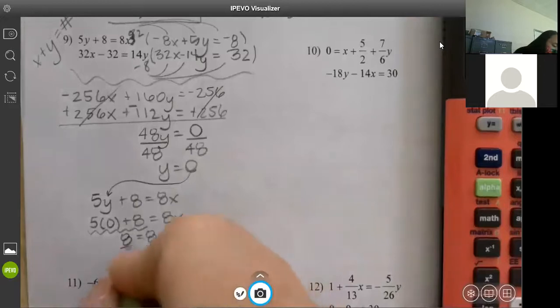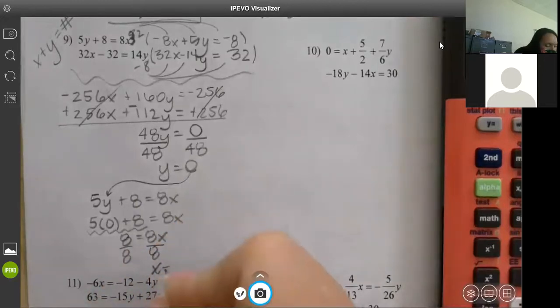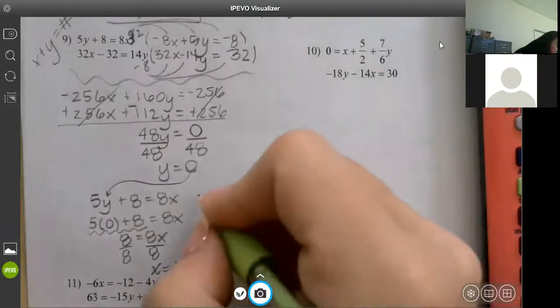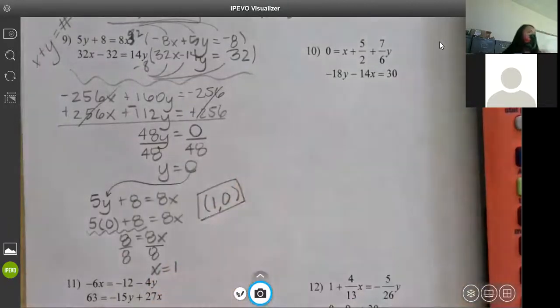Finish it out, divide by 8, and you get x equals 1. So your coordinate answer is x and y. So x comma y, 1, 0.